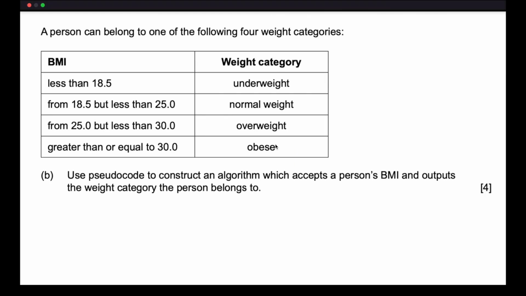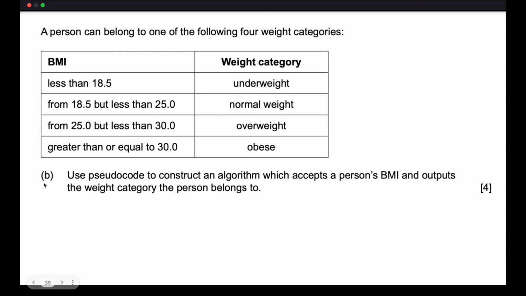Okay, so right here, we've got a very function-heavy question. So it says a person can belong to one of the four weight categories. And these are basically the ranges that correspond to different weight categories. So the actual question is use pseudocode to construct an algorithm which accepts a person's BMI and outputs the weight category the person belongs to.